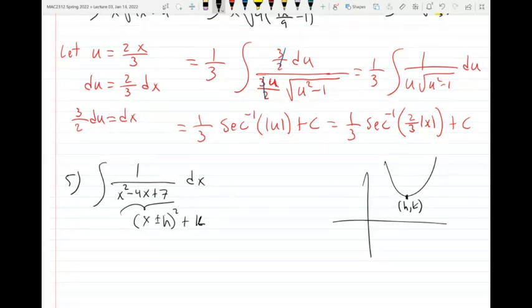How do you tell if a parabola is opening up or down? Oh, if the leading coefficient is positive, it opens up. If the leading coefficient is negative, it opens down. So we know it opens up and it doesn't cross the x-axis, so it has to be up here. So I know I'm going to get a plus.